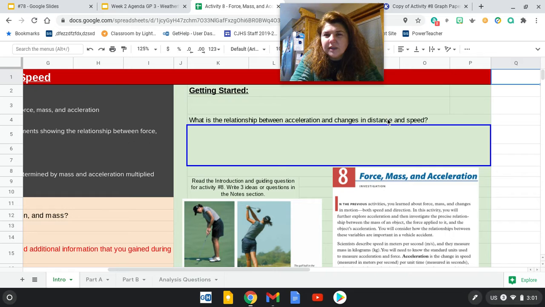If you're feeling really stumped, if it seems just a little too wordy, just focus on acceleration and speed. So how do you think acceleration and speed relate to each other? What do they have to do with each other? If one changes, does the other change? Okay, go ahead and pause the video and write down your answer now.